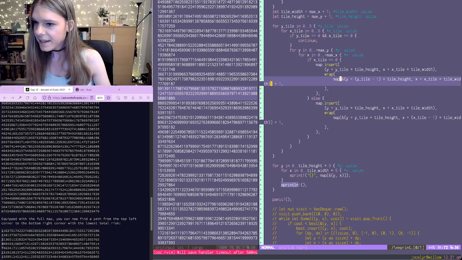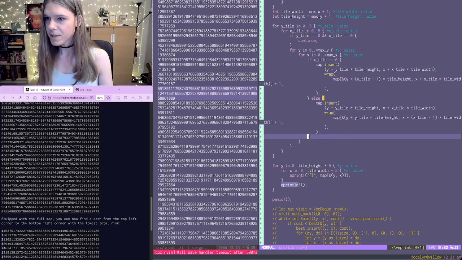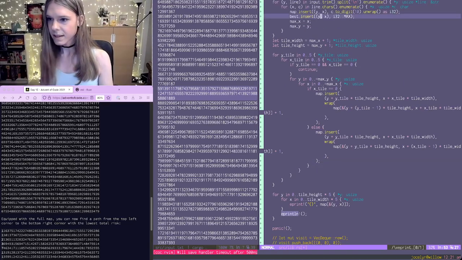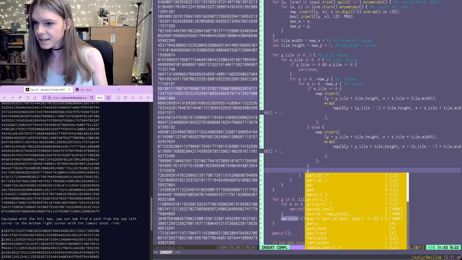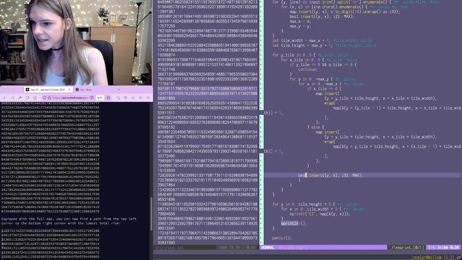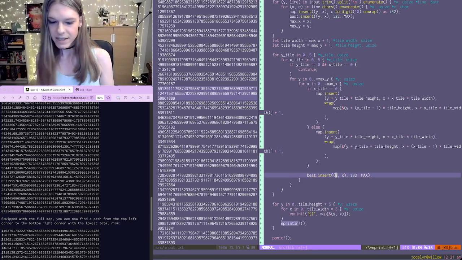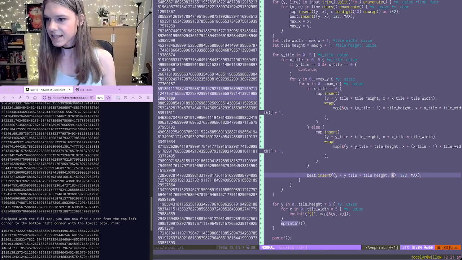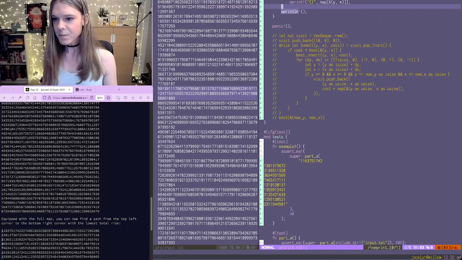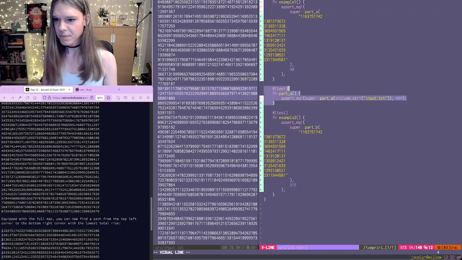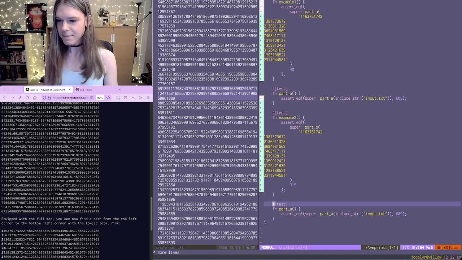Well, actually before that, we also need to remember to fill our best. So this is just best.insert y plus y tile times tile height and x plus x tile times tile width. Okay, now this will be too slow, I think, but we can run it anyway.